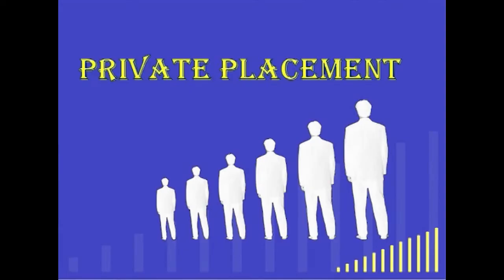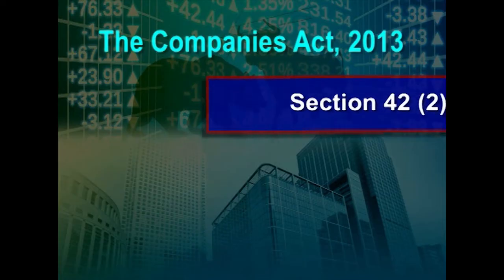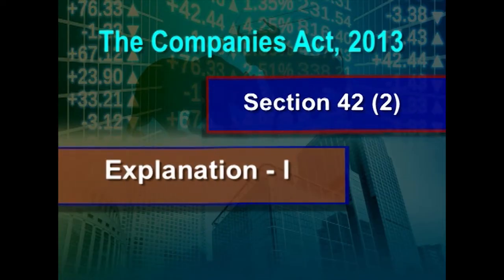This can be done in one financial year and on such conditions as may be prescribed, which is to include the form and manner of private placement. Section 42, subsection 2, explanation 1 provides that an offer of private placement to more than the prescribed number is deemed to be an offer to the public and is to be governed by the provisions of Chapter 3 relating to public issues.